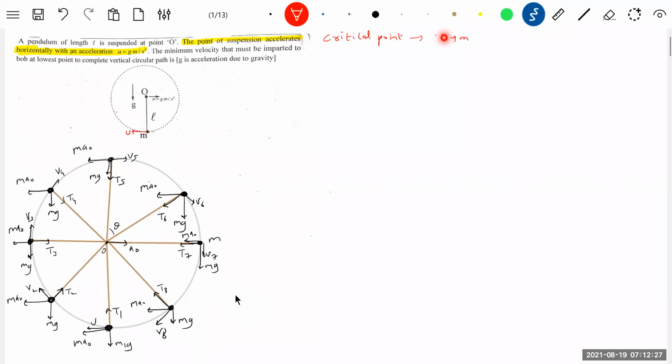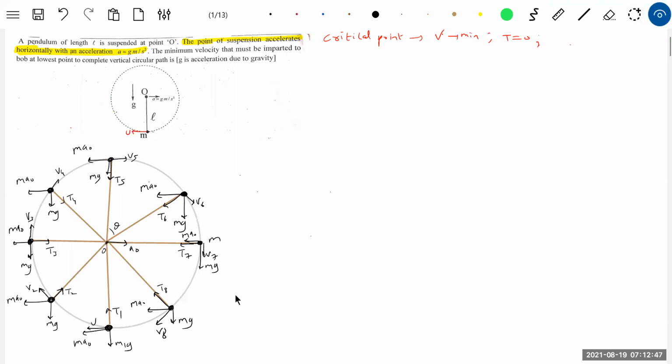Velocity will be minimum. Velocity of the bob will be minimum, and the tension will be zero. What about tangential acceleration? It can be zero or non-zero. There is no condition for tangential acceleration. Just leave it. These two are the conditions.